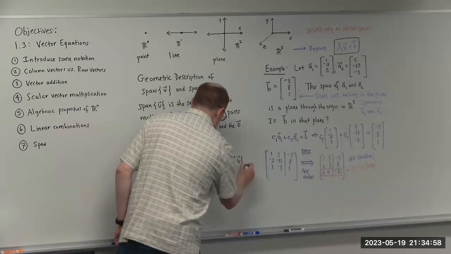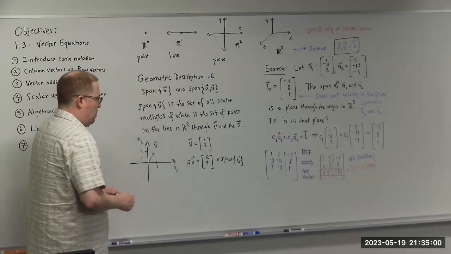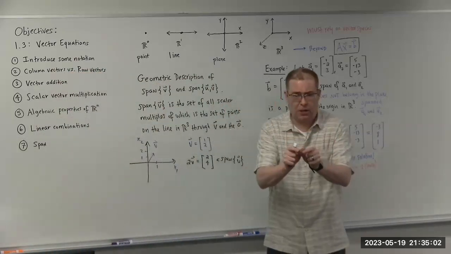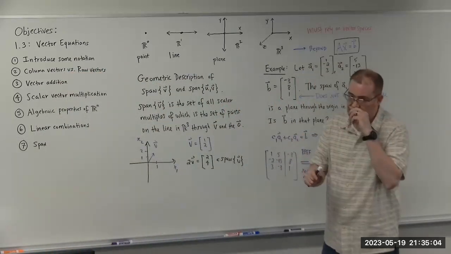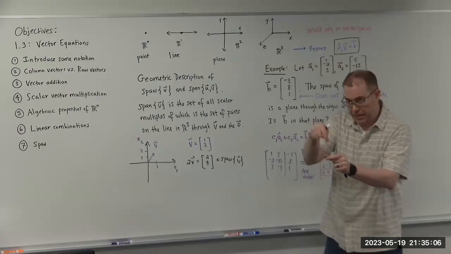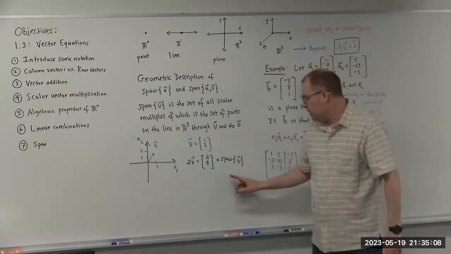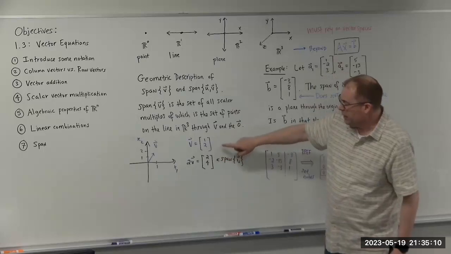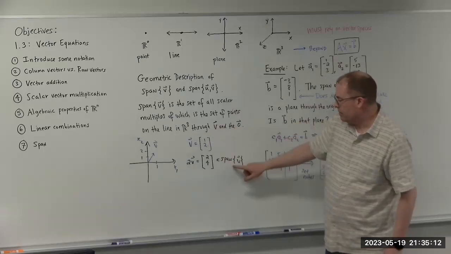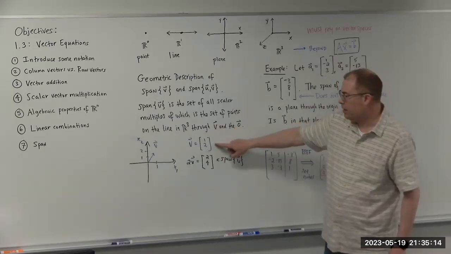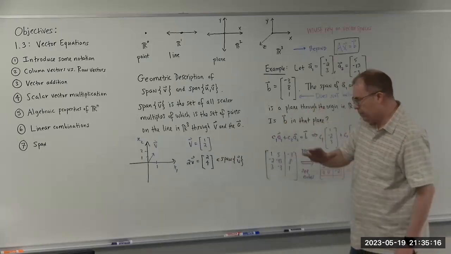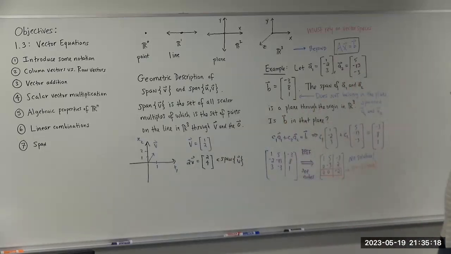It's just one term of that linear combination, namely the scalar times the vector. So any multiple of this vector lives in the span of that vector, regardless of what the scalar is.